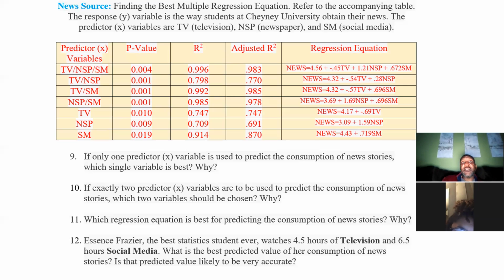So question number 9. I always like to sit back and focus on highlighting the important part. If only one predictor variable, we highlight that because we're talking about one. And the variable is used to predict the consumption of news stories. Which single variable is best and why? I like to put that. This is the question.